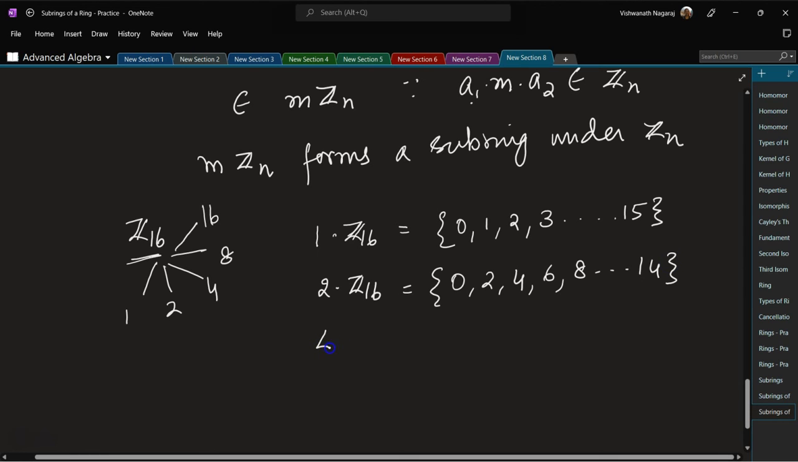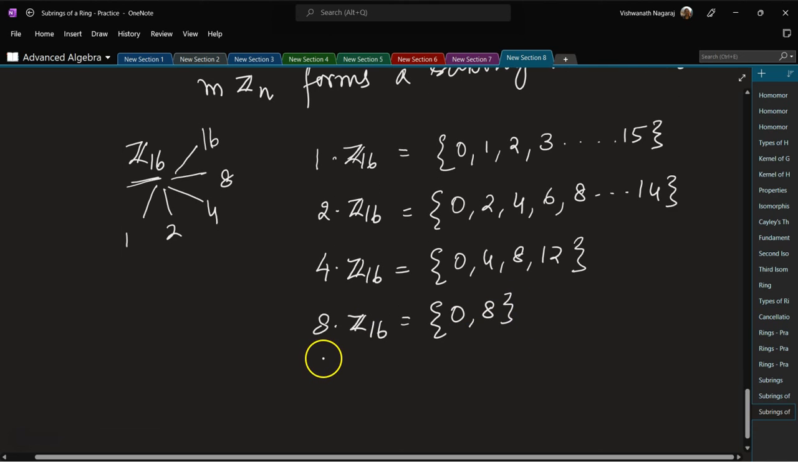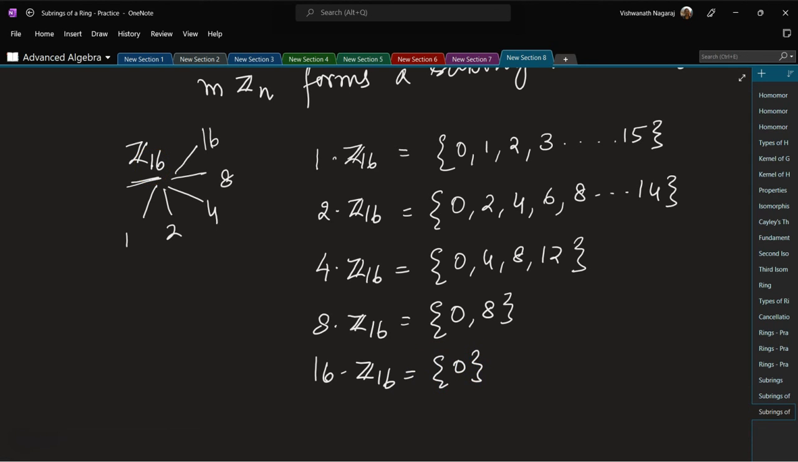4 times Z16 is 0, 4, 8, 12, and 16 is not there, so we stop. Then 8 times Z16: 8 times 0 is 0, 8 times 1 is 8, 8 times 2 is 16, so stop. And finally 16 times Z16, which gives us 0. So we have these 5 subrings.